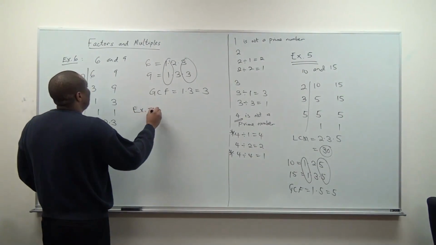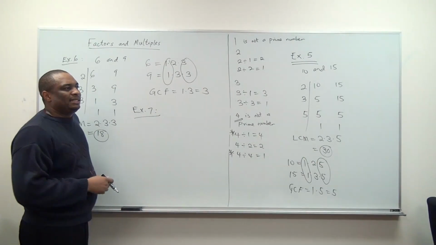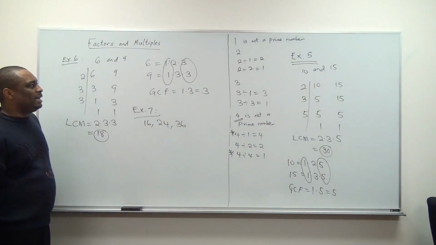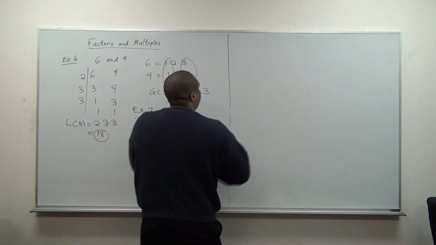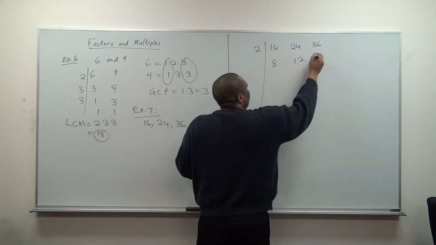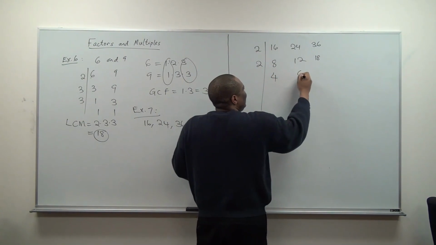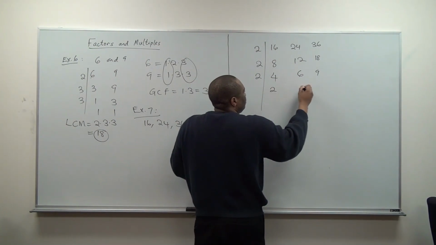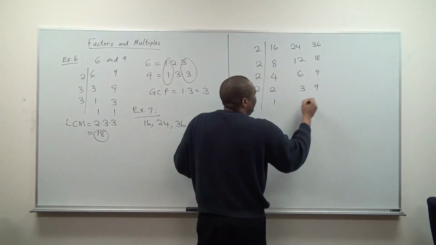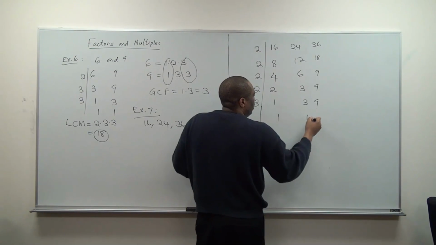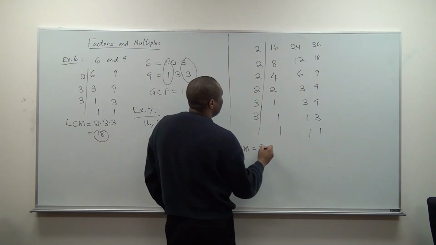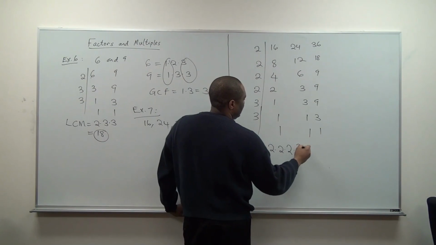The last example, example 7. Let's do the LCM and GCF of 16, 24, and 36. You have 16, 24, 36. 2 goes here: 8, 12, 18. 2 goes here: 4, 6, 9. 2 can still go: 2, 3, 9, because 4 and 6 can be divided by 2 without a remainder. Drop 9. 2 goes: 1, 3, 9. 3 goes: 1, 1, 3. 3 goes: 1, 1, 1. So the LCM is 2 times 2 times 2 times 2 times 3 times 3.